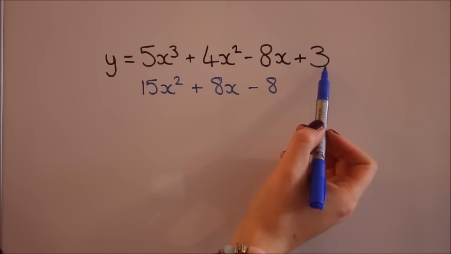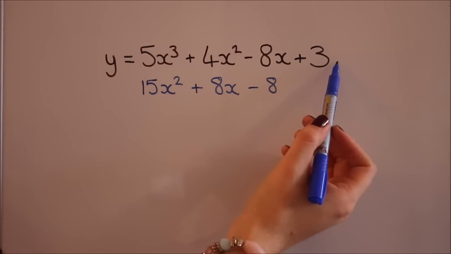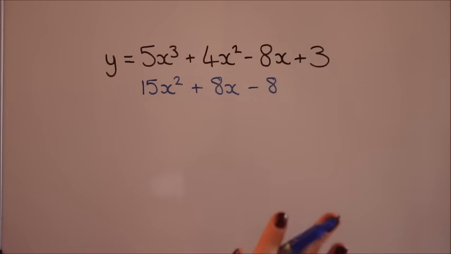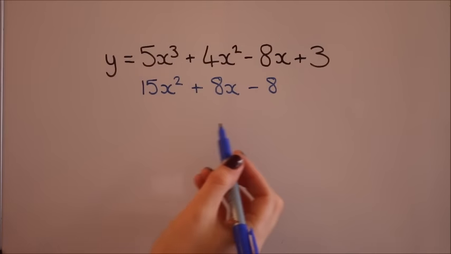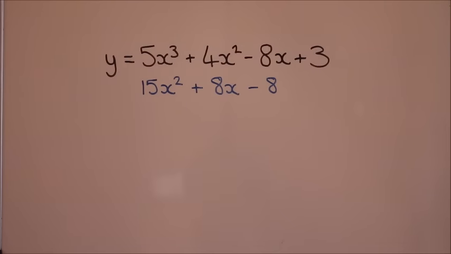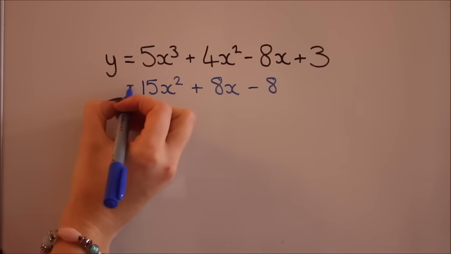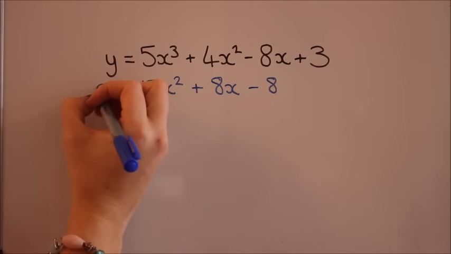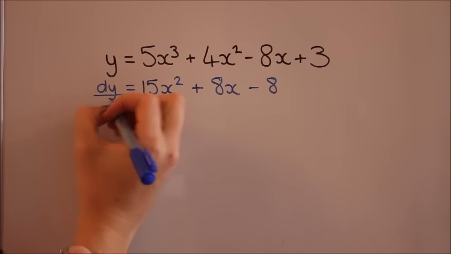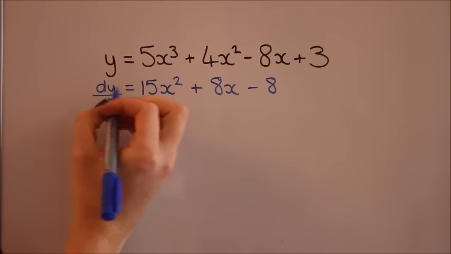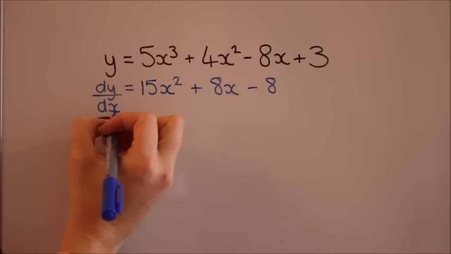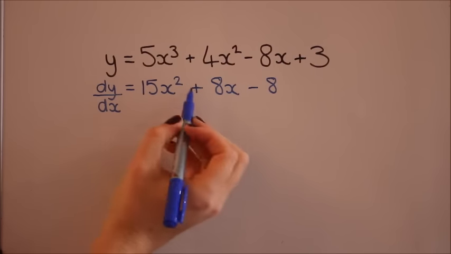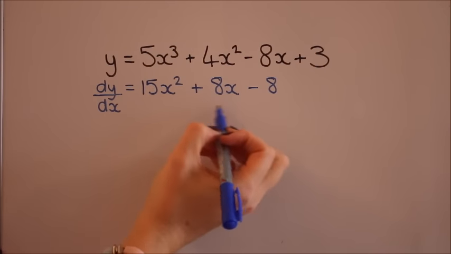If we differentiate 3, similarly, it doesn't even have an x, so that will completely vanish. And that's all we're left with. So every time, you're kind of losing a power of x. So now we've differentiated. To show that we differentiated, the language we use is actually dy by dx. And that's just saying we've differentiated y with respect to x. So that x on the bottom is saying that's the variable we've used there.